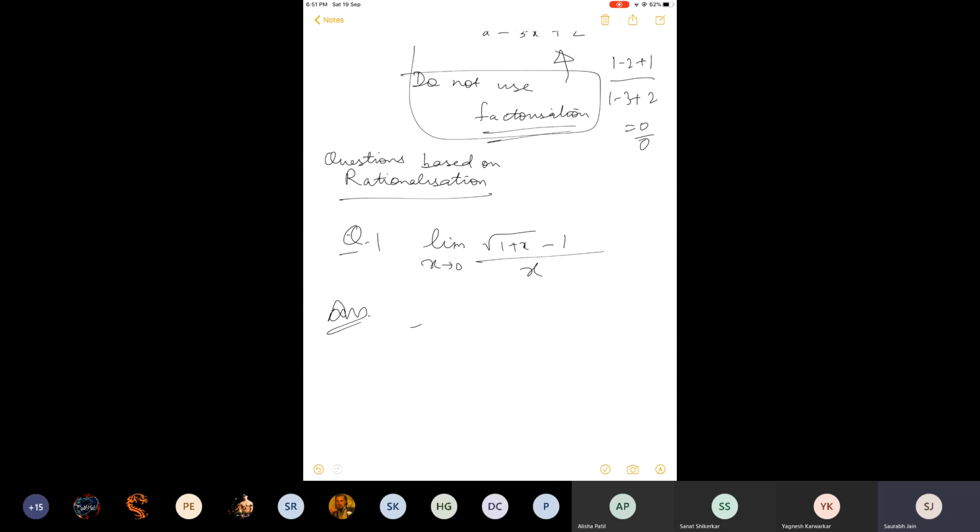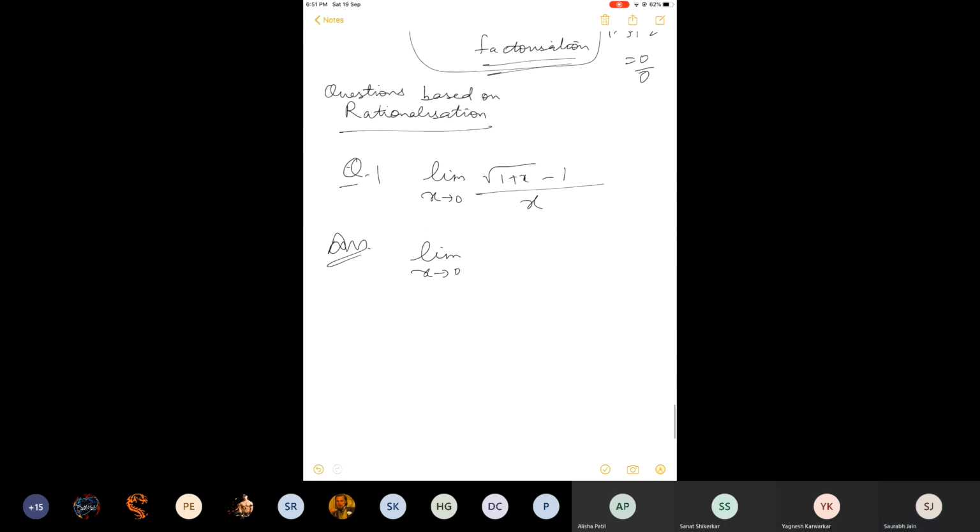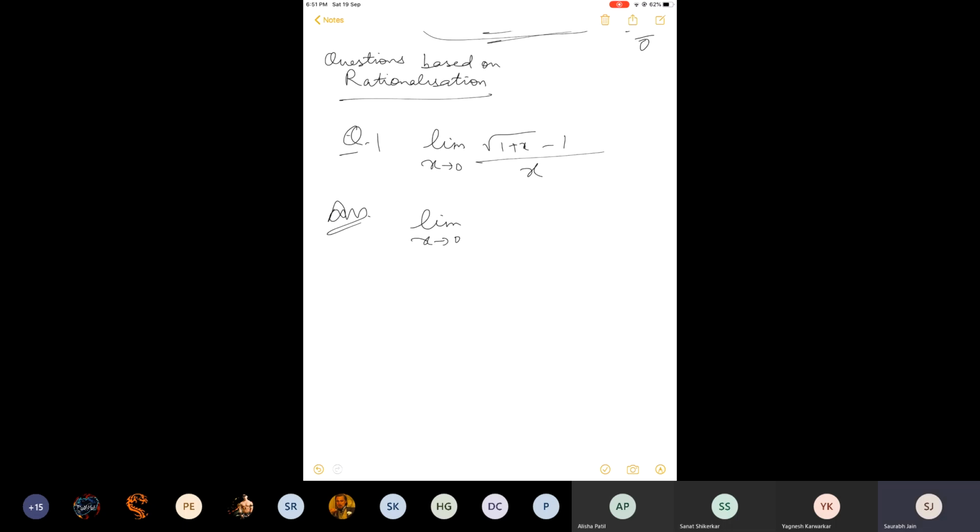So in order to solve such type of questions, we will rationalize it. Now rationalization can be done in numerator or denominator or both, right? So let's rationalize this. For this, we will multiply it by its rationalizing factor.